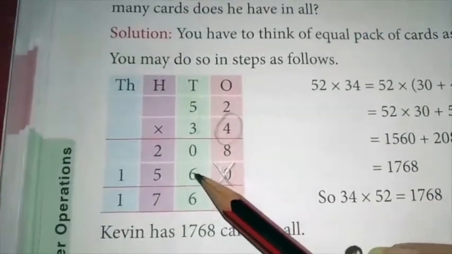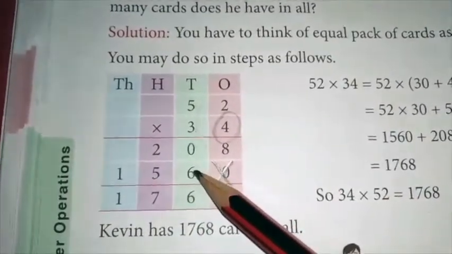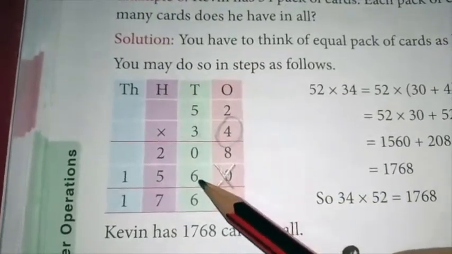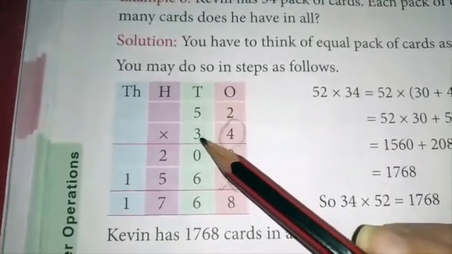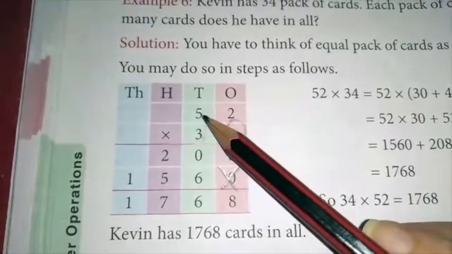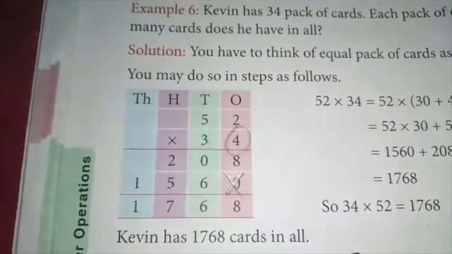So now you multiply 3 with 2. 3 2s are 6. 3 into 2 is 6. So you write 6 in the tens place, not in the ones place, because it is a 2-digit number. So you write the answer in the tens place. Now you multiply 3 with 5. 5 into 3 is 15. So you have written 15.